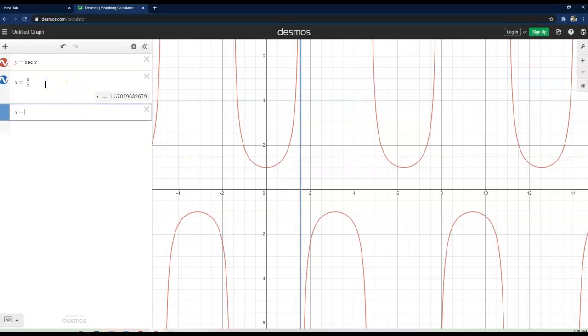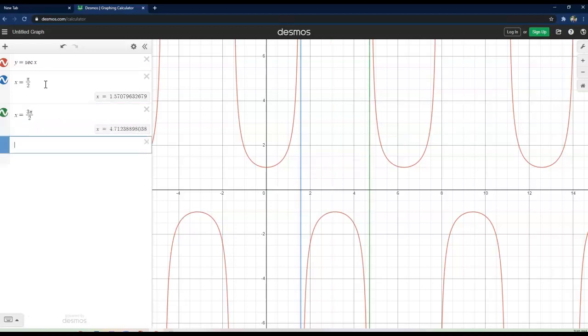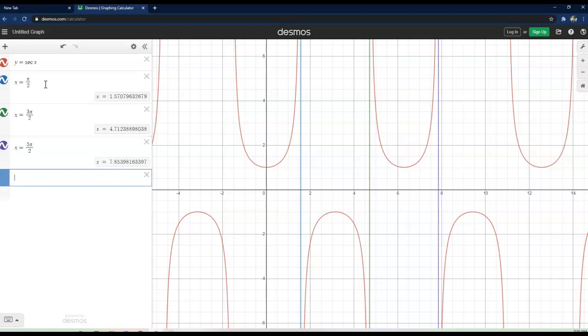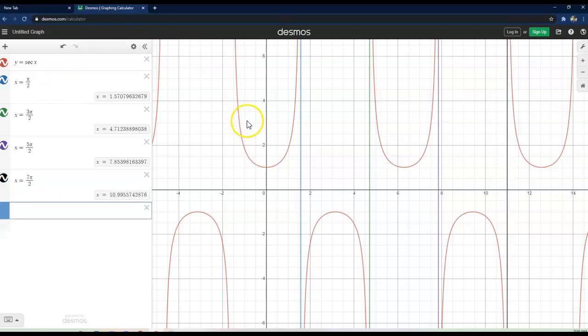And then x equals 3 pi over 2. There's another one, x equals 5 pi over 2. There's another one, x equals 7 pi over 2. And so that's why I said in my stipulation that the n in front of the pi needs to be a whole number. So we've got 1 half pi, 3 halves pi, 5 halves pi, 7 halves pi. The next one would be 9 halves, the next one would be 11 halves, and so on and so forth.